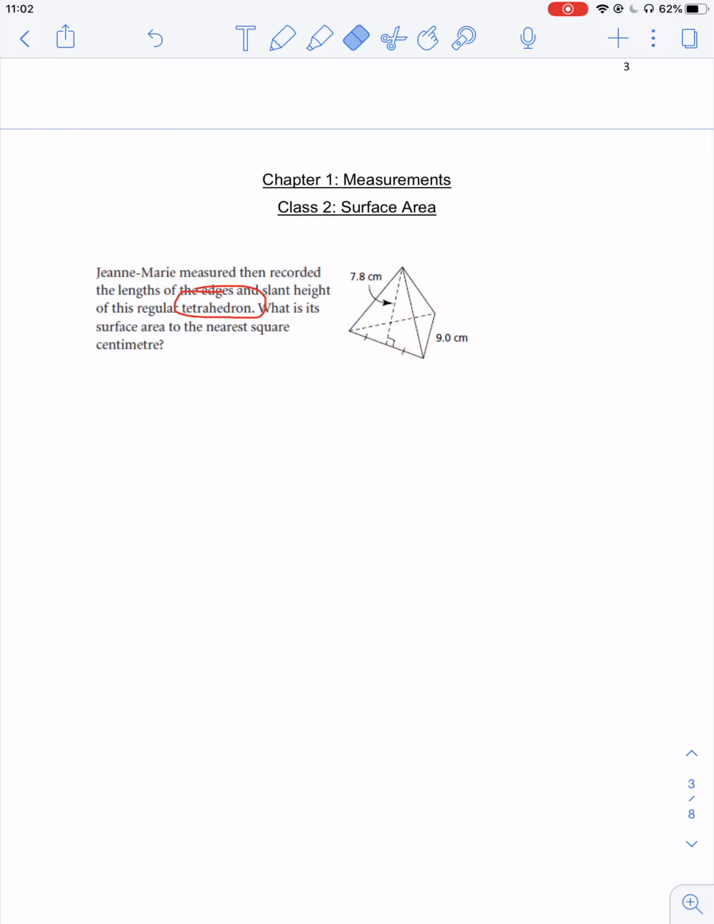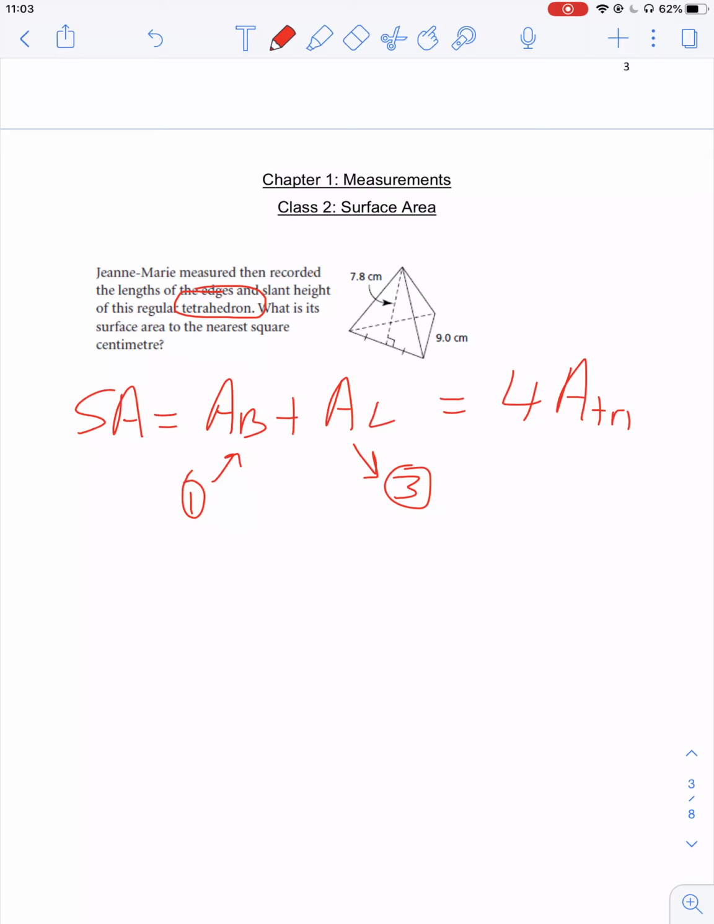So in this case, you don't have to use your fancy formula, SA equals AB plus AL. You could, because this is the area of one triangle, and this is the area of 3 triangles, and if you add them up, it's basically equal to the area of one triangle times 4. So you just find the area of one triangle and multiply that by 4. No need to use the formula because it will work, but it's just longer. I think this would be much faster. Okay, so let's do that.